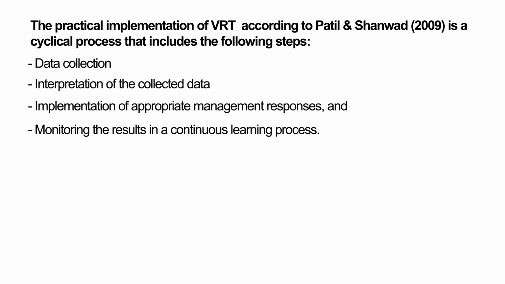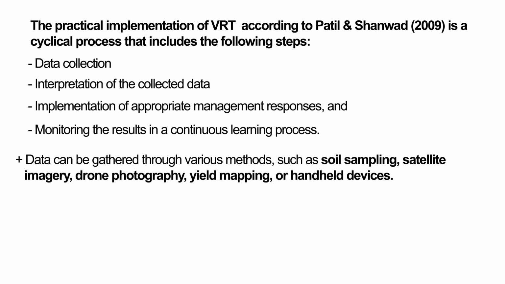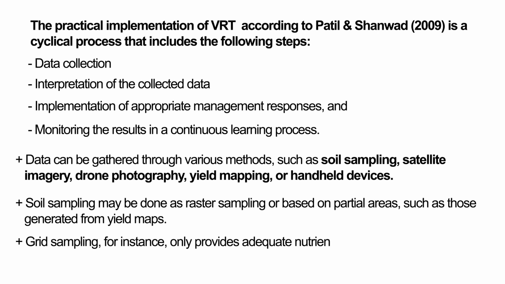process. The effectiveness of data collection relies heavily on the resolution and accuracy provided by the sensing technologies. Data can be gathered through various methods, such as soil sampling, satellite imagery, drone photography, yield mapping, or handheld devices. Soil sampling may be done as raster sampling or based on partial areas, such as those generated from yield maps. Grid sampling, for instance, only provides adequate nutrient distribution data for smaller grids of 0.25 to 0.5 hectares.